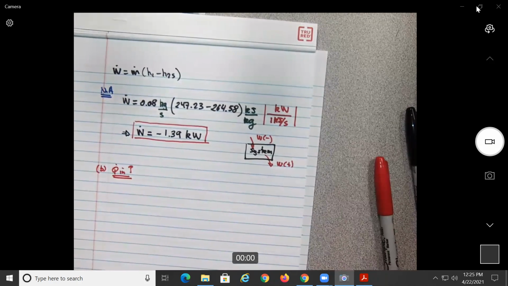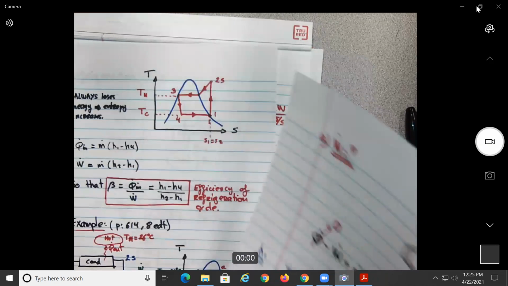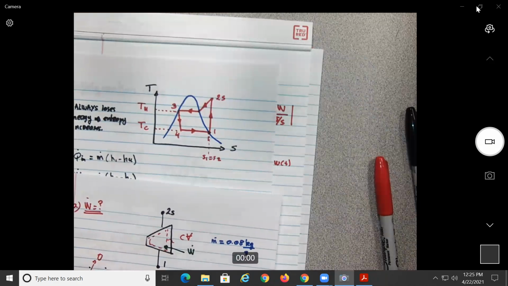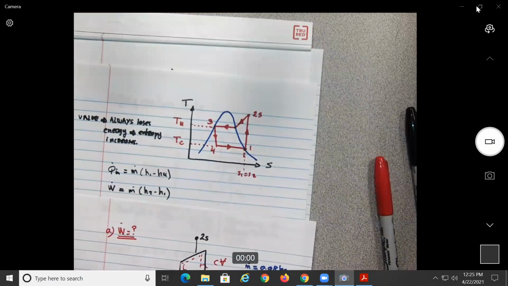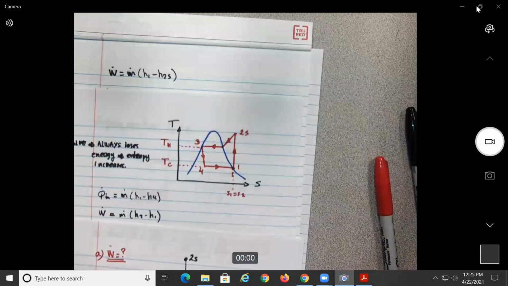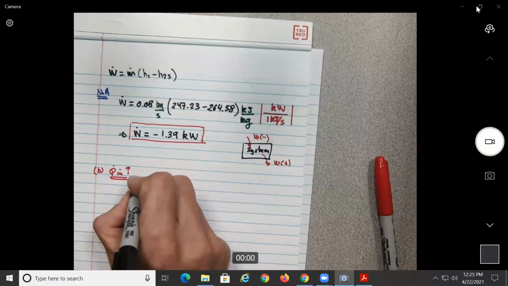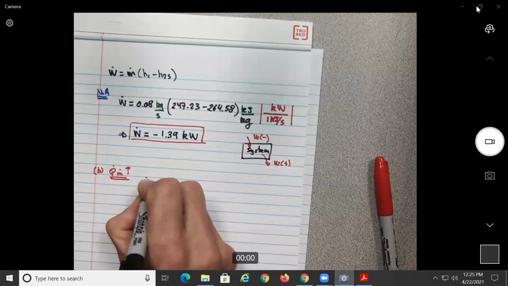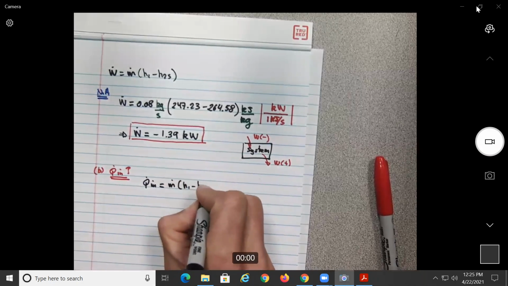Okay. So what would be Q in? We can look at the figure, it will be H1 minus H4. Okay, so Q in will be m dot (H1 minus H4).